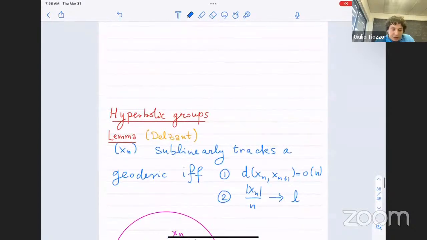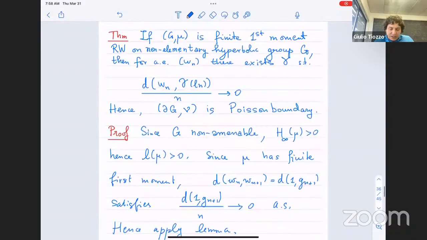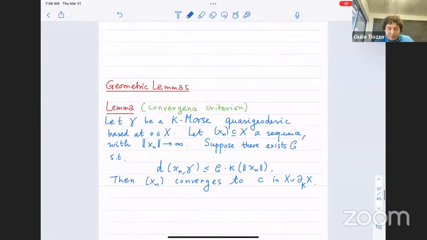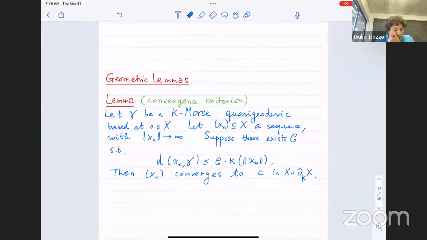Yeah, let me skip this. I wanted to give you also an idea why this works on hyperbolic groups, but maybe it's just too much. So let's skip to the mapping class group.